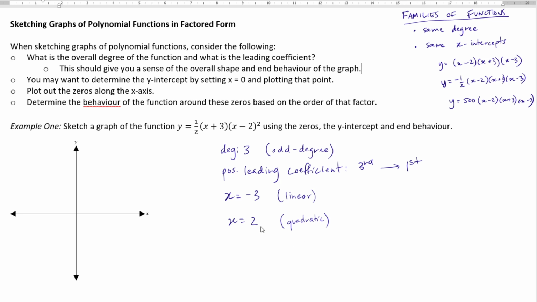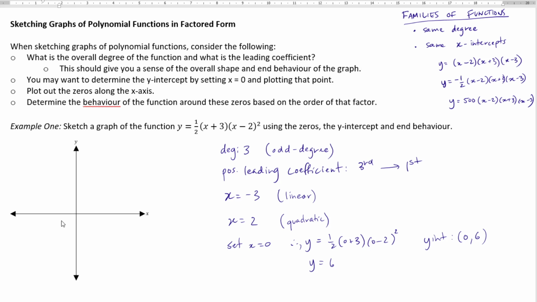Finally, I need to find my y-intercept. So my y-intercept is as follows. I have to set x equal to 0 and then solve for y. So y is equal to 1/2 (0 plus 3)(0 minus 2) squared. So the negative 2 squared is 4, 4 times 3 is 12, 12 divided by 2 is 6, so y is equal to 6. So my y-intercept is going to be (0, 6).